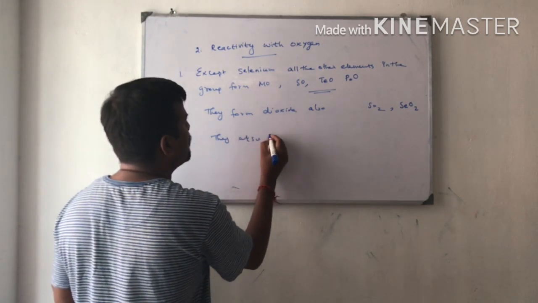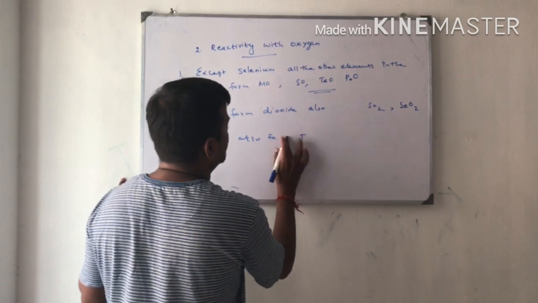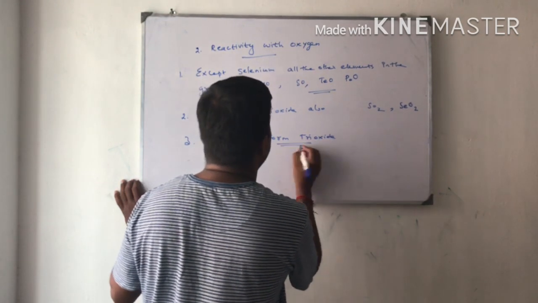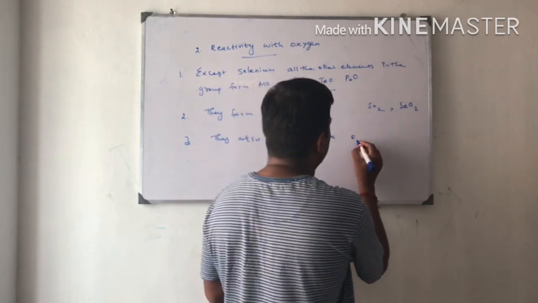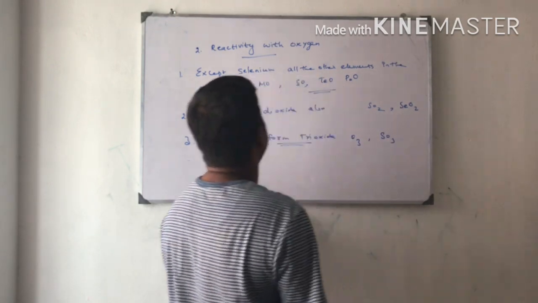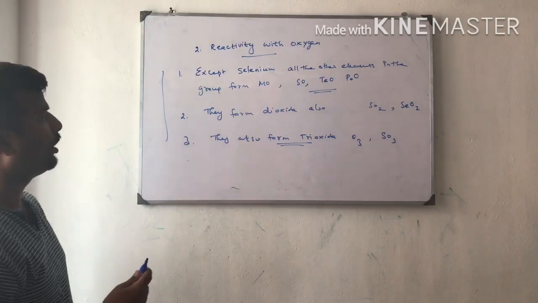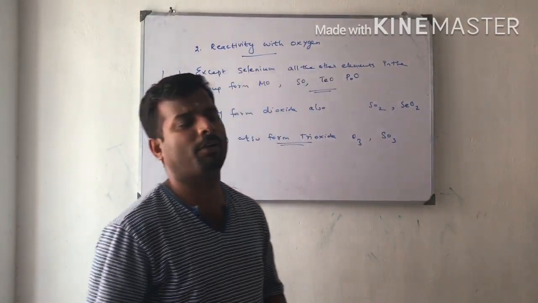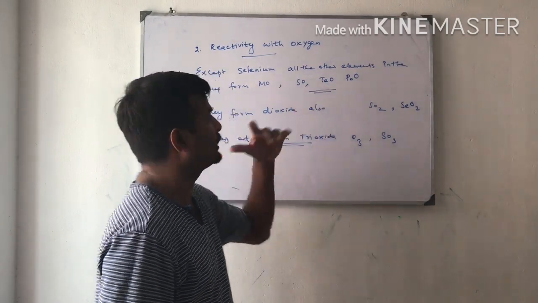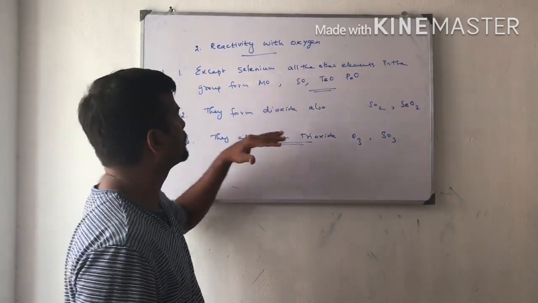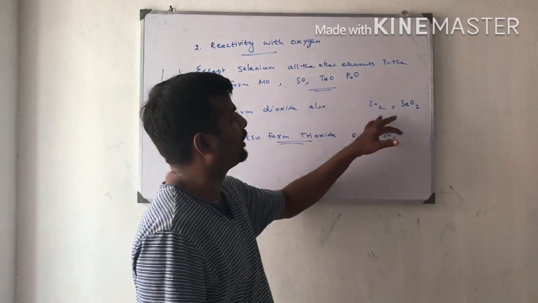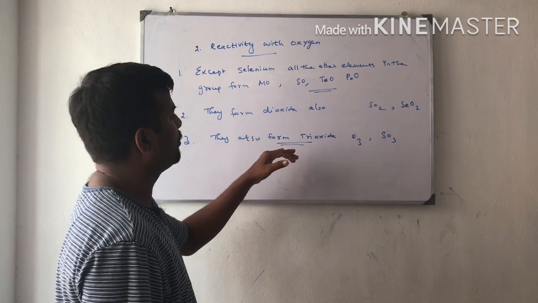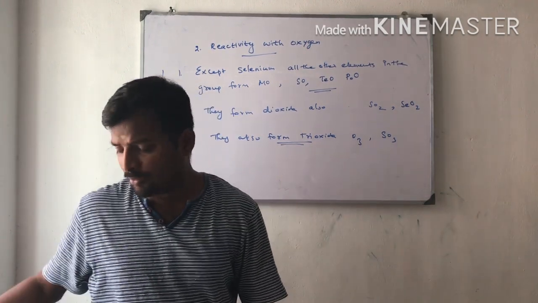They also form trioxide, what are the O3, SO3, etc. So the 16th group elements react with oxygen, they will form monoxide like this. Except selenium, all these things will form monoxide. They also form dioxide, sulfur dioxide, selenium dioxide, and they also form trioxide, ozone, sulfur trioxide.